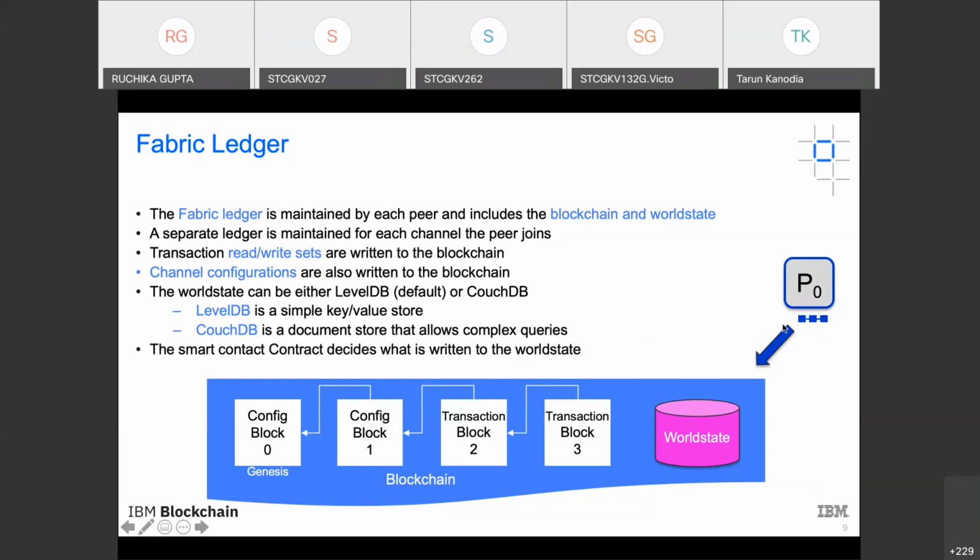World state is not a cache. It contains the latest state of all the assets which you're transacting on. So if you're transacting on an account like in Bitcoin, you would have the latest value of the account on the world state.